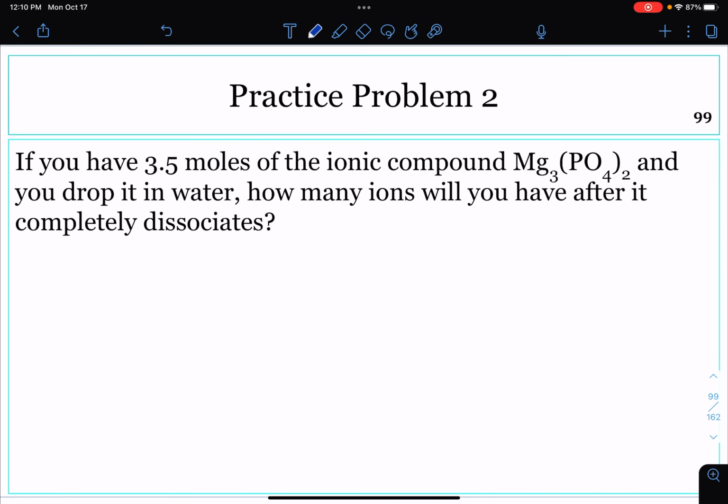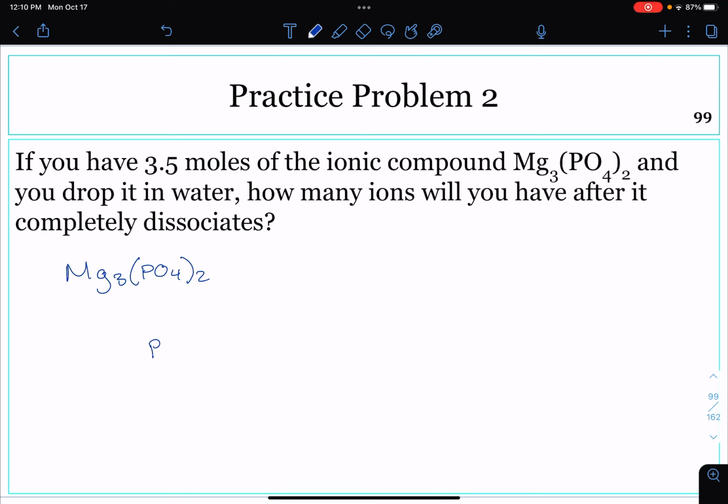Here's our next practice problem. If you have 3.5 moles of the ionic compound magnesium phosphate and you drop it in water, how many ions will you have after it completely dissociates? 1 magnesium phosphate is like this, where you have 3 magnesiums and 2 phosphates.